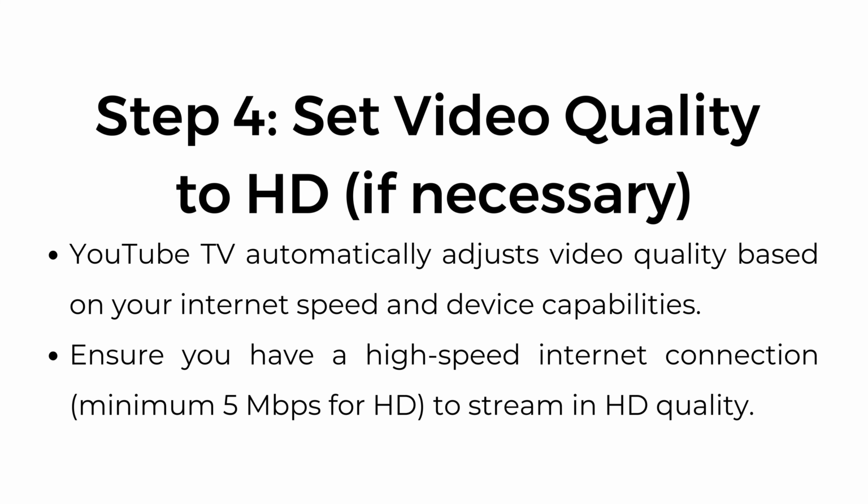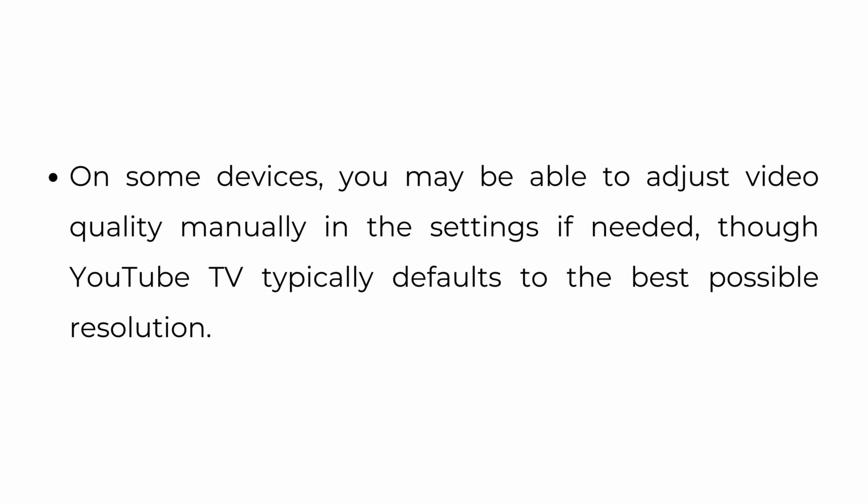Step number 4, set video quality to HD if necessary. YouTube TV automatically adjusts video quality based on your internet speed and device capabilities. Ensure you have a high-speed internet connection, minimum 5 megabits per second for HD, to stream in HD quality. On some devices, you may be able to adjust video quality manually in these settings if needed, though YouTube TV typically defaults to the best possible resolution.